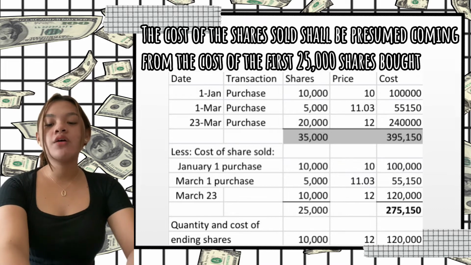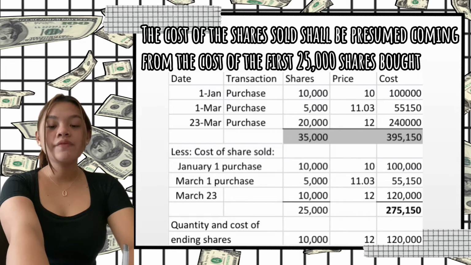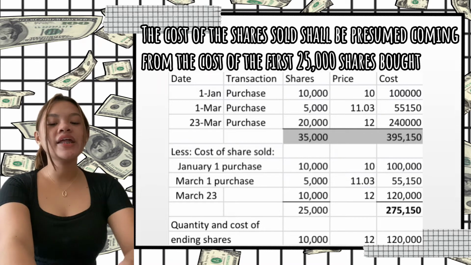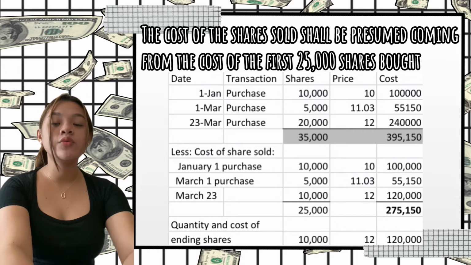First, we have the January 1 purchase, which is 10,000. Next is the March 1 purchase, which is 5,000. And on March 23, we have the 10,000. So how do we get the 10,000? 25,000 minus 10,000 minus 5,000 shares first sold is equal to 10,000. The cost of the January 1 purchase is 100,000 and the March 1 purchase cost is 55,150, and for March 23 we have 120,000. So we're going to add the shares of January 1, March 1 and March 23.